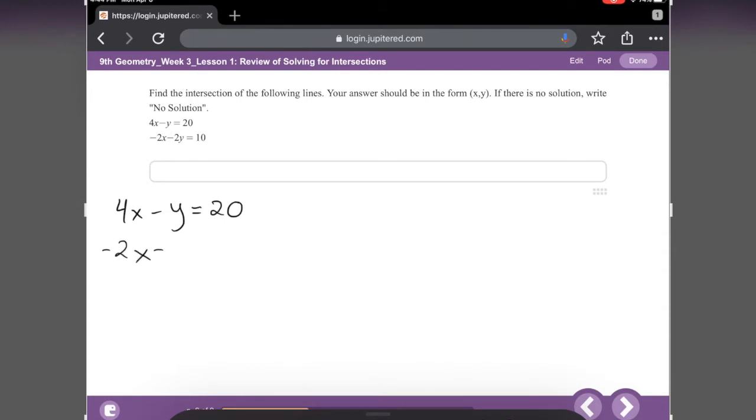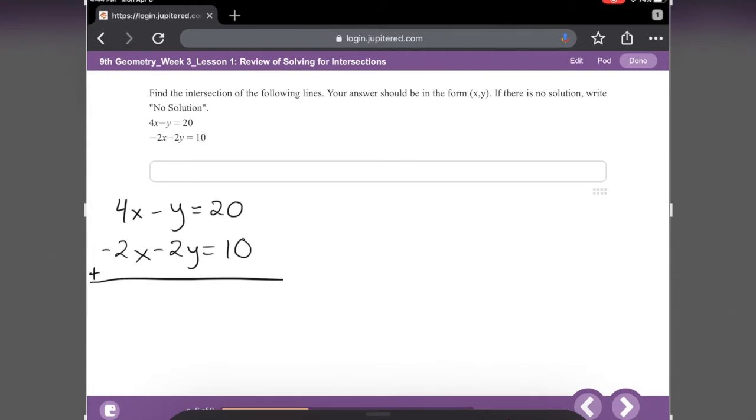-2x minus 2y is equal to 10. Okay, so the whole idea behind elimination is that you want to add together the two equations, so that one of the variables will drop out. But you can see right away, if we just add them together without modifying the equations at all, we won't get the x's to drop out and we won't get the y's to drop out.